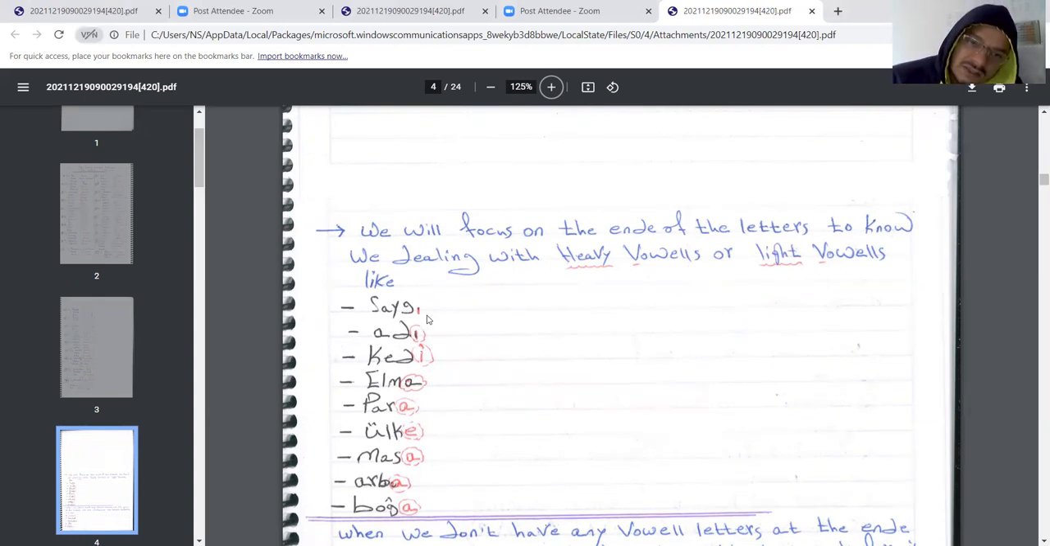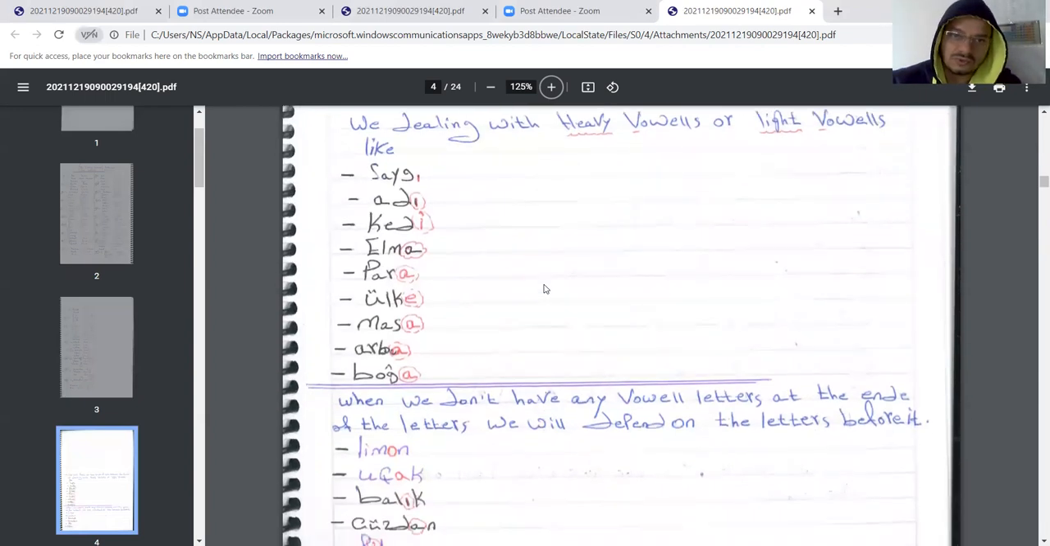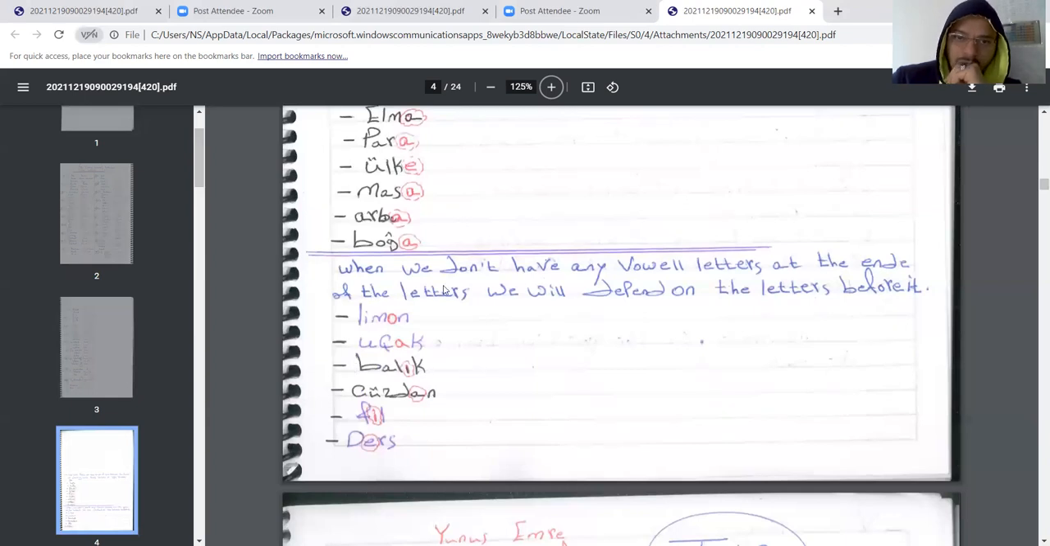Here we noted that the vowel letters are the last of all of these words. But in the other words, we don't have a vowel letter at the end of the word, so we will take another step and research the vowel letter again, like these few words. When we don't have any vowel letters at the end of the word, we will depend on the letters before it. For limon, o, uçak, balık, cüzdan, fil, ders: o, a, ı, a, i, e.